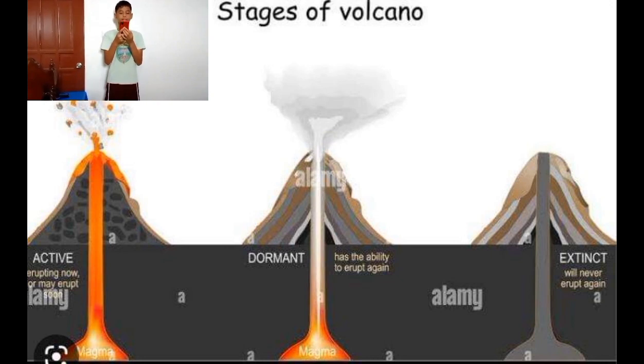Active volcanoes have a recent history of eruptions. They are likely to erupt again. Dormant volcanoes have not erupted for a very long time but may erupt at a future time. Extinct volcanoes are not expected to erupt in the future.